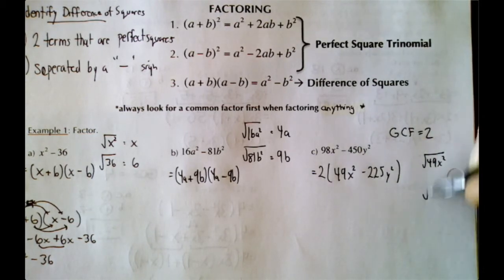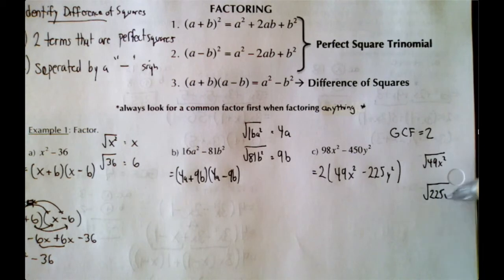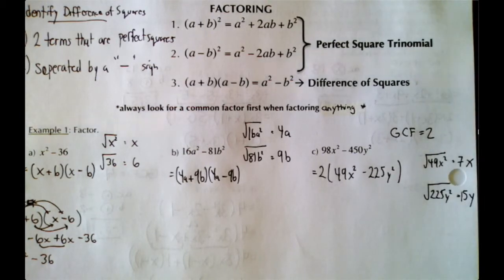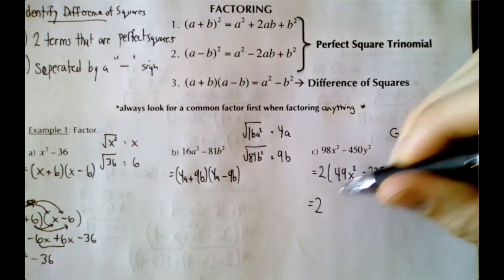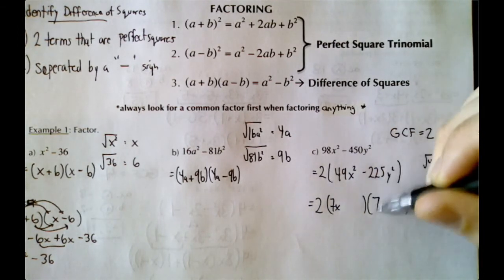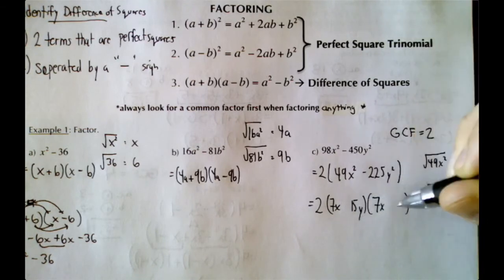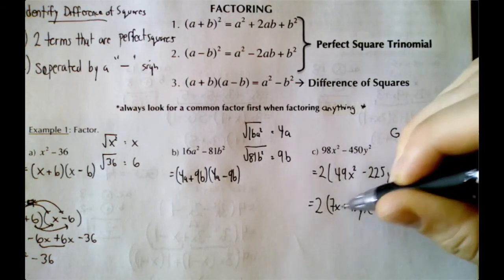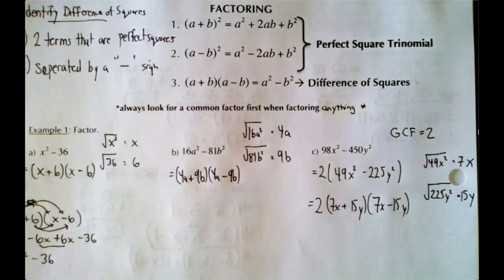49x squared and 225y squared. 49 square root is 7, x squared square root is x. 225 square root is 15, and y squared square root is y. And we can check those on our calculator if we're not too sure. But now we've got our two terms, 7x and 15y. So we write our two brackets, 7x, 7x, 15y, 15y, plus, minus. Done.